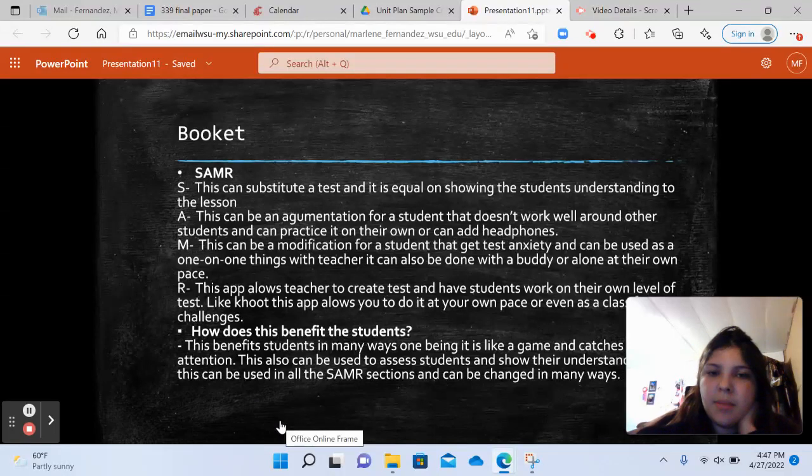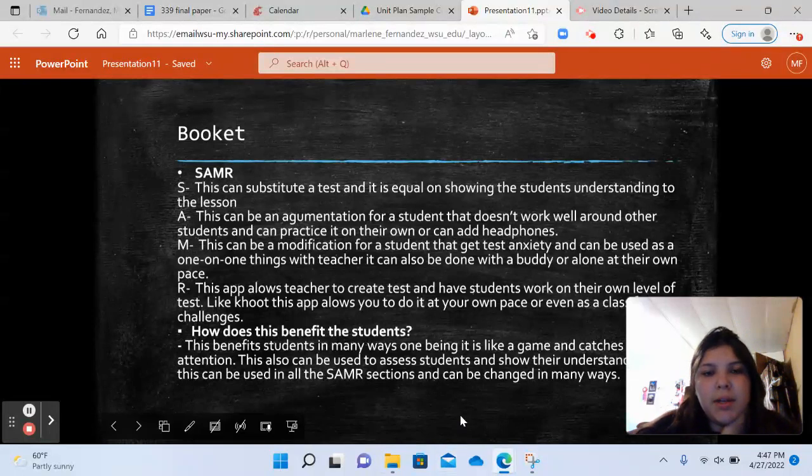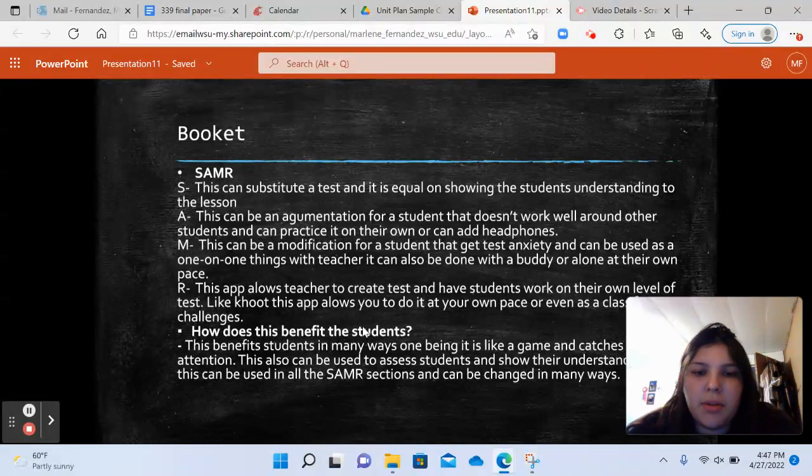Okay, this can be a modification for a student that has anxiety during a test. So you can have the students do it like this with the class, and it can show you their work and allow you to see their understanding. This app also allows teachers to create their own tests.